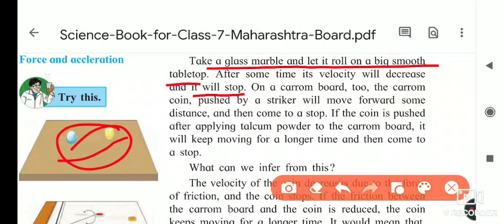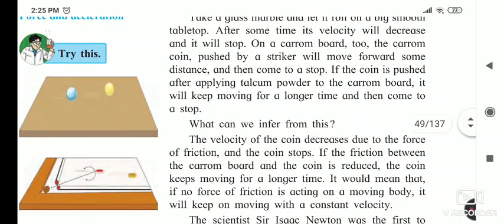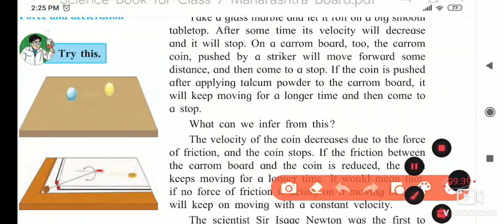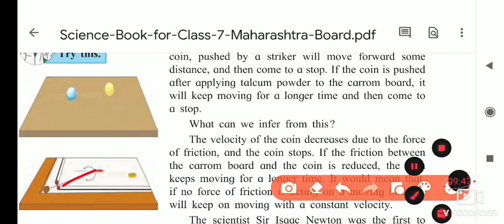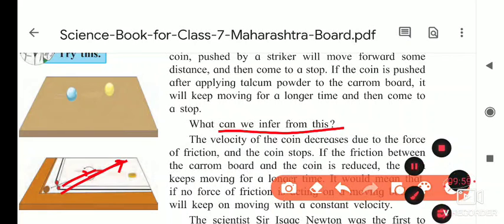On a carom board too, the carom coin is pushed by the striker and moves forward some distance. As you know, this is the carom board. When you strike a coin, it moves forward, keeps moving for a longer time, then comes to a stop. It moves forward, and after some time it stops. What can you infer from this?